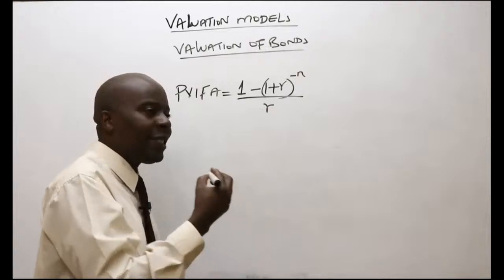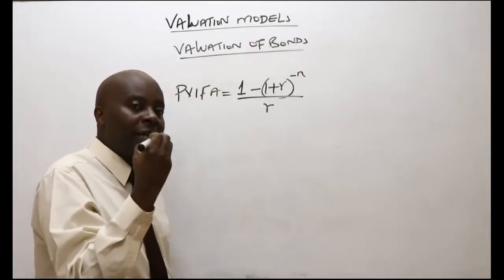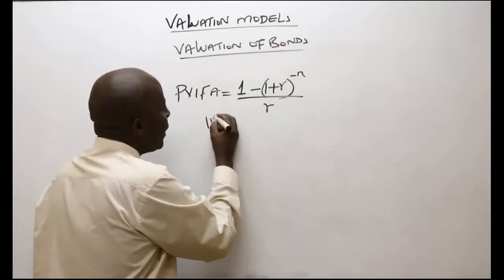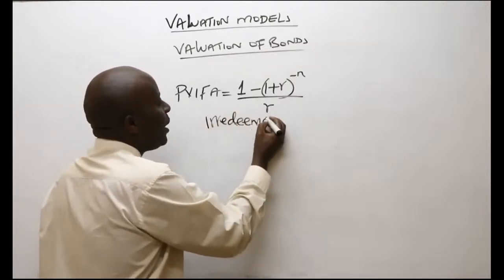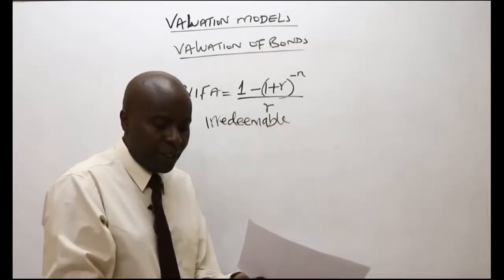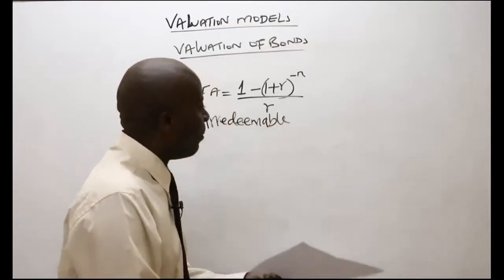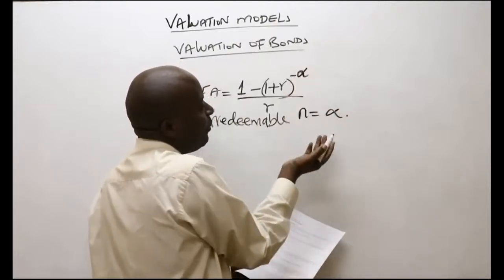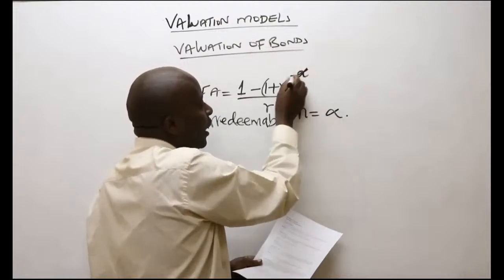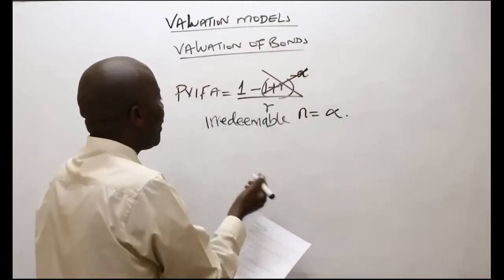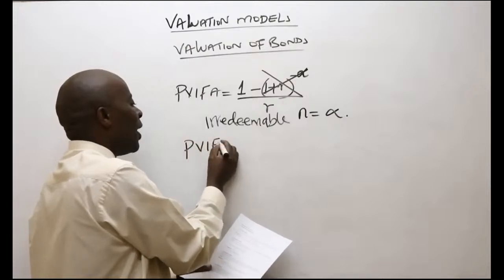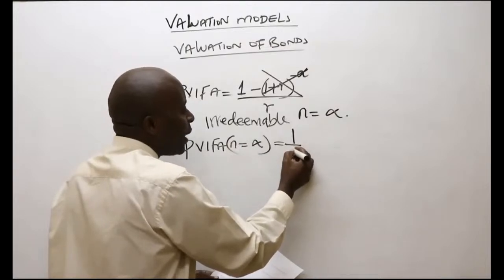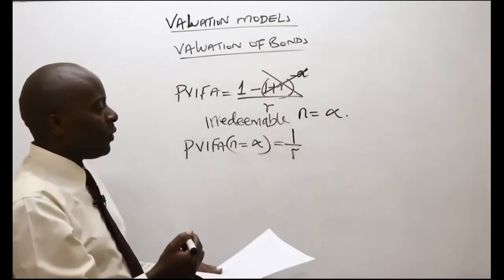Now, if the bond is irredeemable, it means that the time of maturity has not been given. N has not been given. Our bond is irredeemable, and if it is irredeemable, then N is infinity. And if N is infinity, then this term here will be very small. That is why we normally say that the P-VIFA, when N is infinity, is 1 over the cost of capital.